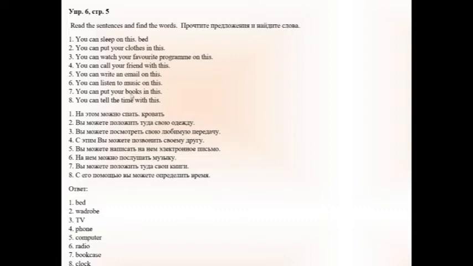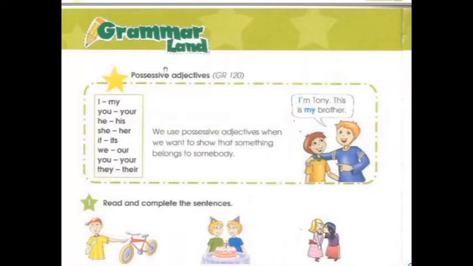Exercise number 1. Read and complete the sentences. Прочтите и закончите предложение. The answer. I'm George. This is my bike. We brothers. This is our cake. She's my friend. Her name is Sue. Nice to meet you. What's your name? They're sisters. Their names are Liz and Anne. This is my brother. His name is Tom.